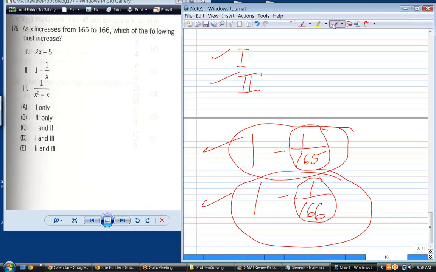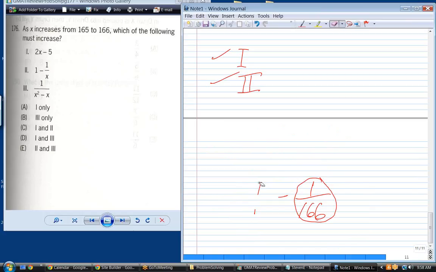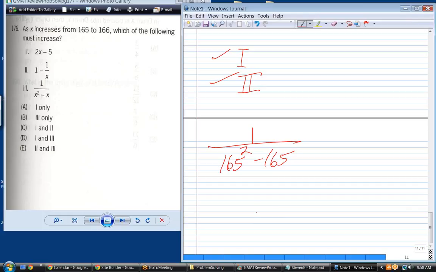Right. Okay. Now the most complicated one of all is 1 over, so let's again do the 165 squared minus 165 and compare it with 166 squared minus 166.